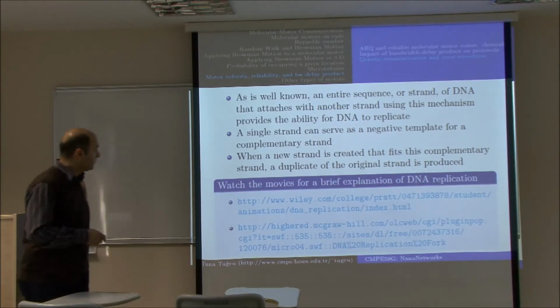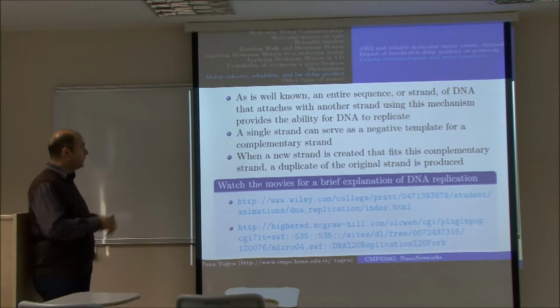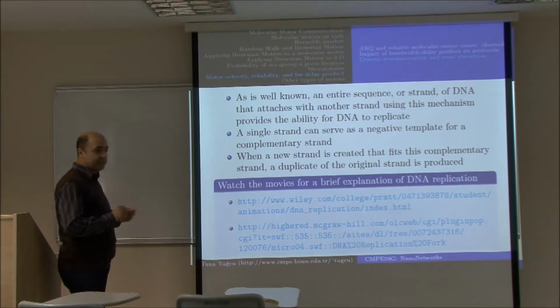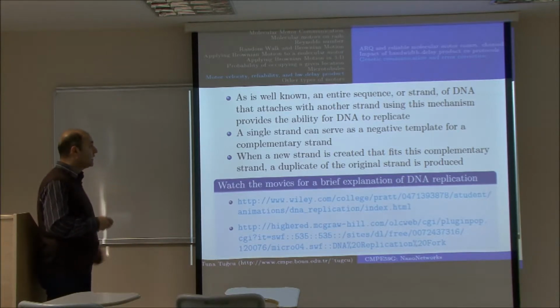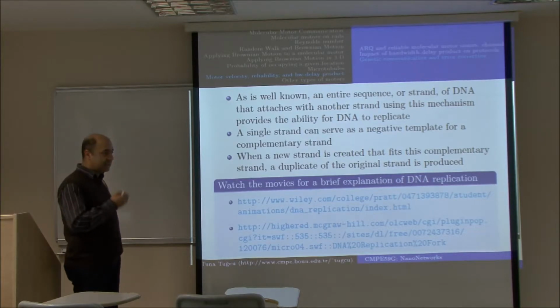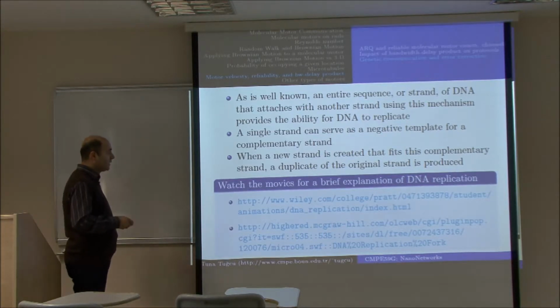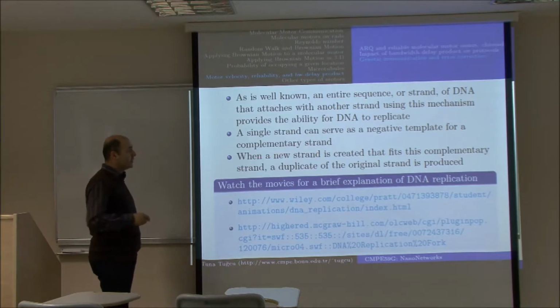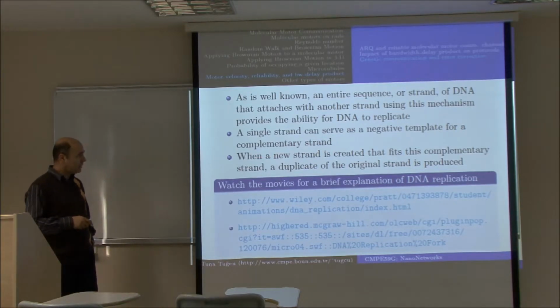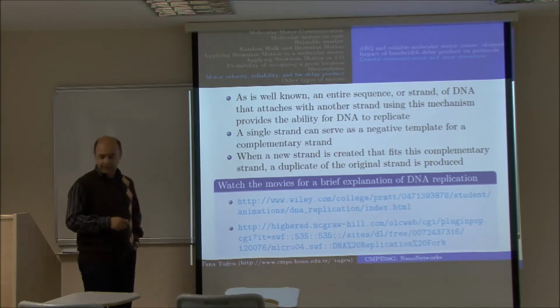As you all know, a strand of DNA typically attaches with another complementary strand using mechanisms provided by DNA, and they're able to replicate. And a single strand can serve as a negative template for the other strand, for its complementary strand. And when a new strand is created, according to the complementary strand, a duplicate of the original strand is produced.